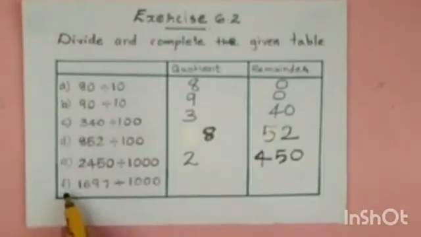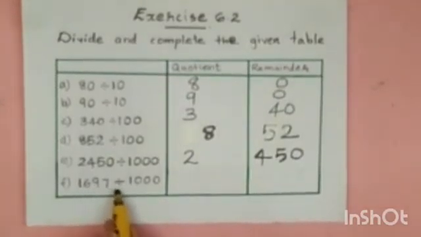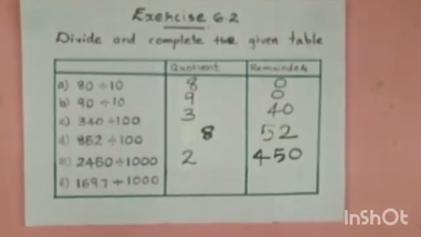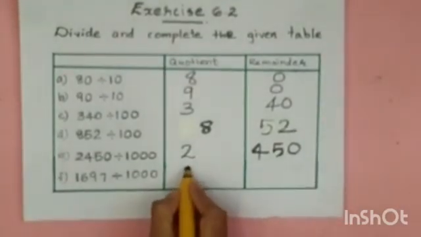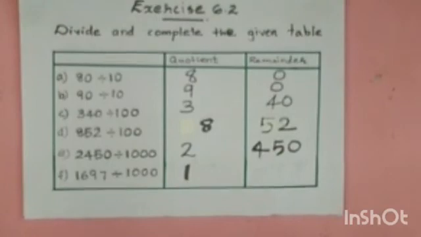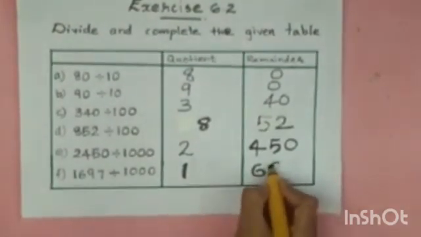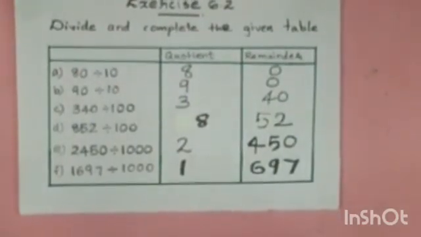Our F question is 1697 divided by 1000. Students, you know that 1000 is 1000. So we get the quotient is 1 and the remainder is 697. Okay. Students, I hope you understood today's class.